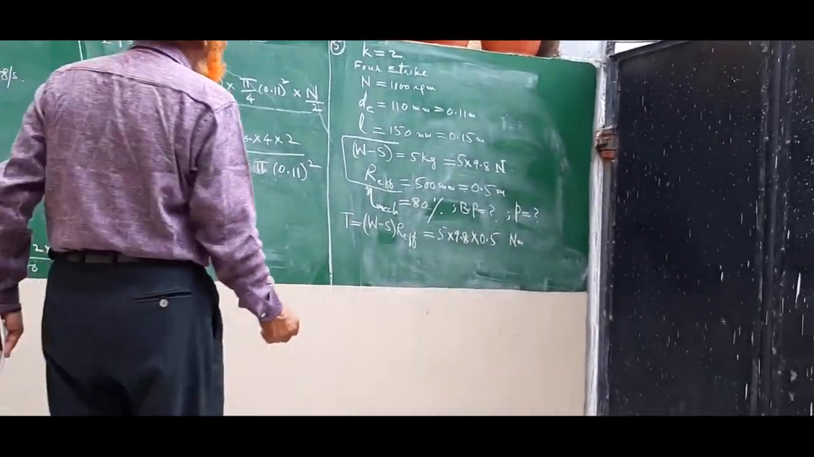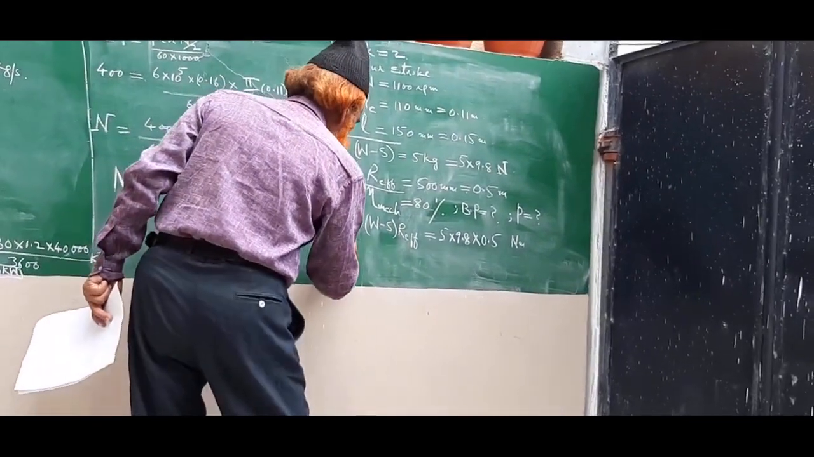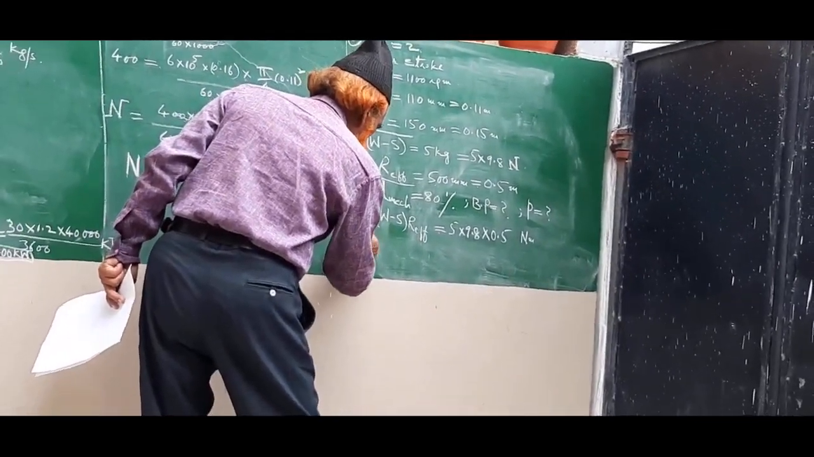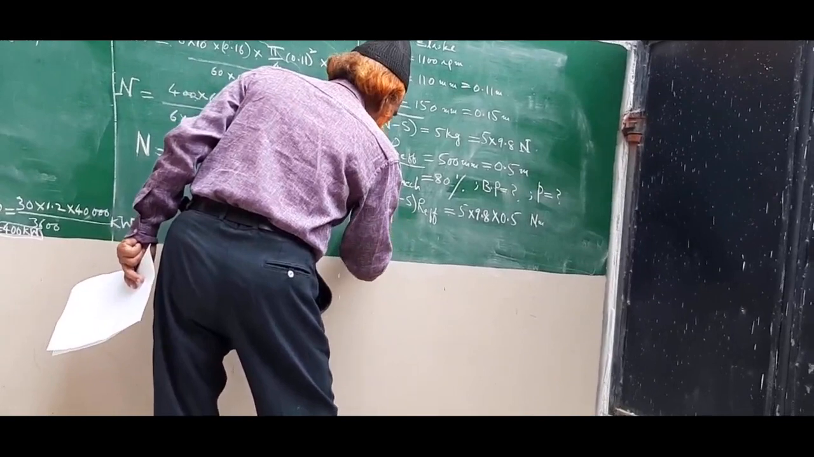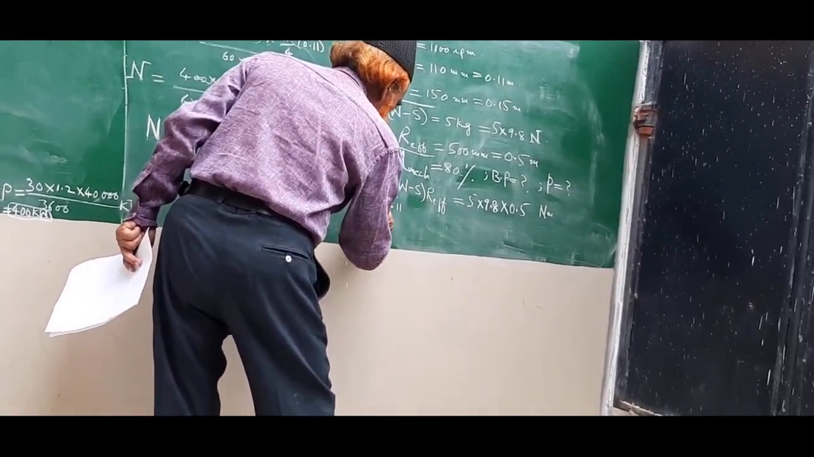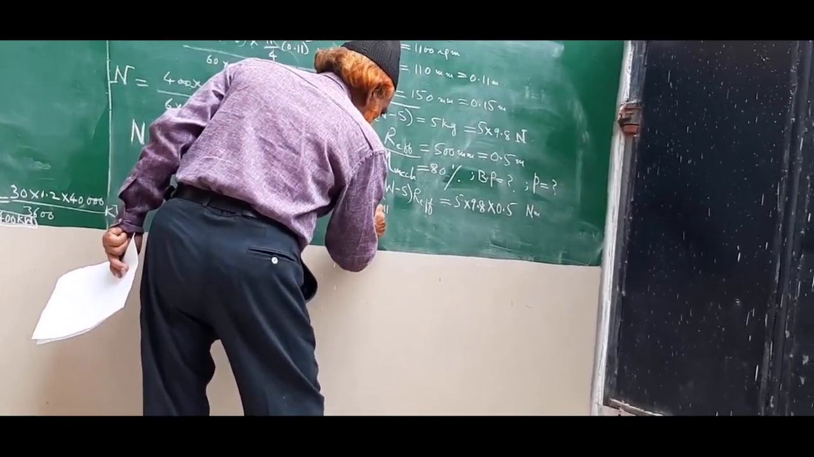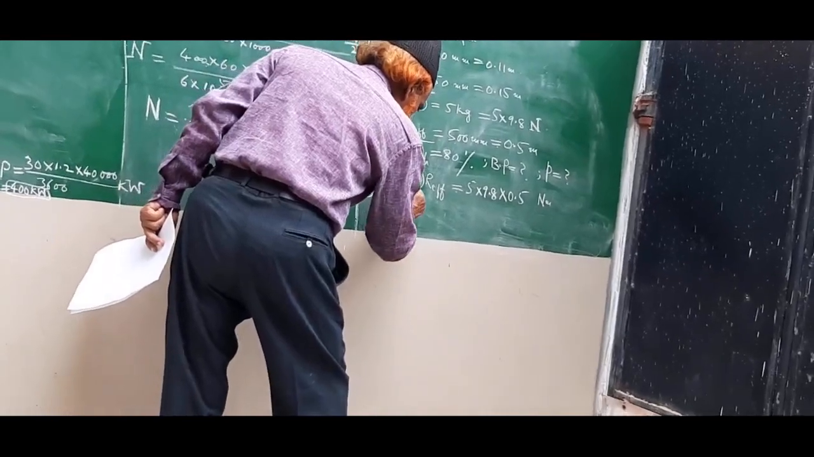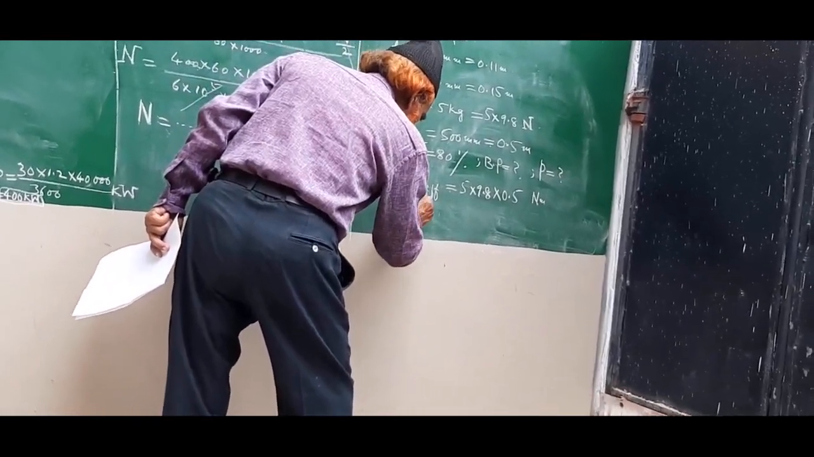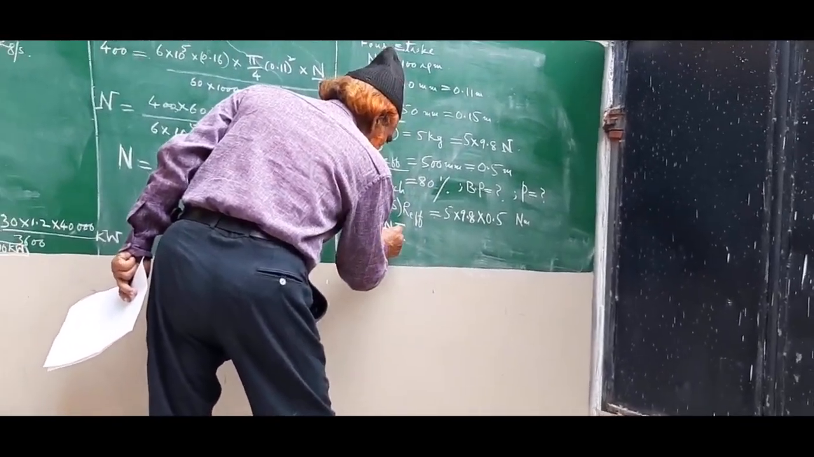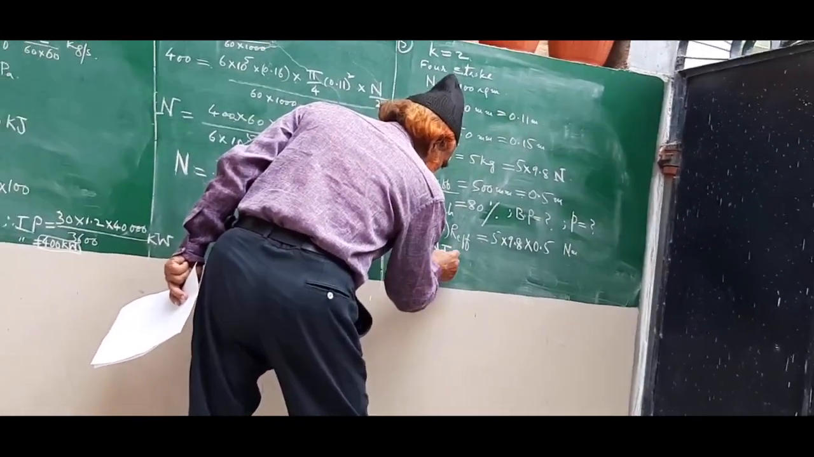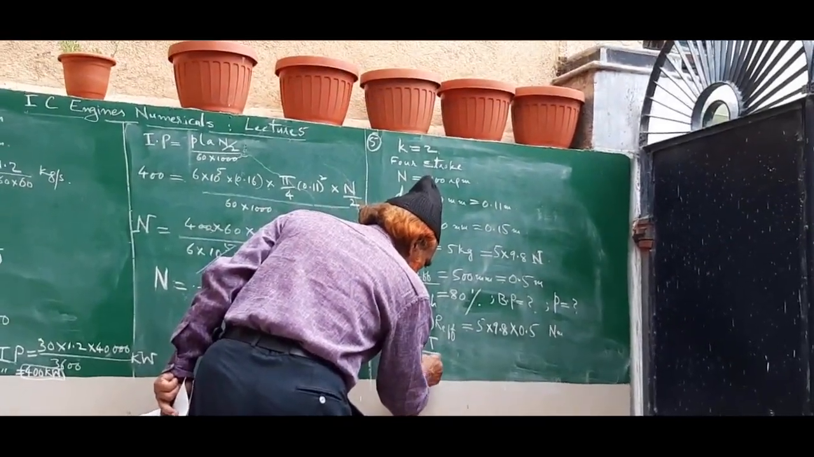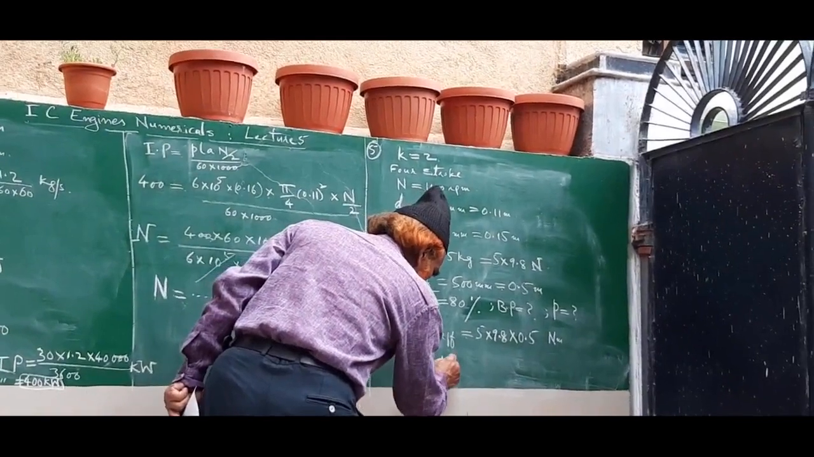Therefore the brake power formula we will be getting is BP equal to 2 pi N T divided by 60 if N is in RPM, with T in Newton meter, divided by 1000 to get it in kilowatt.